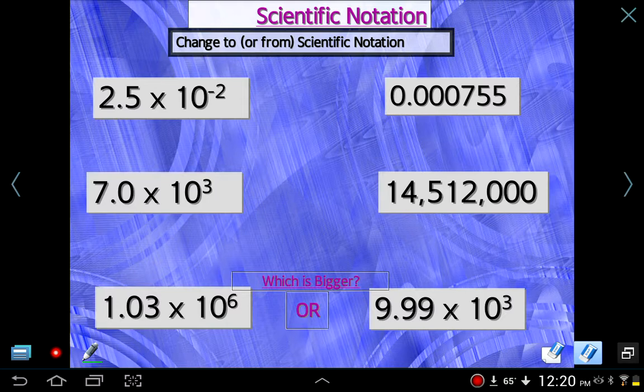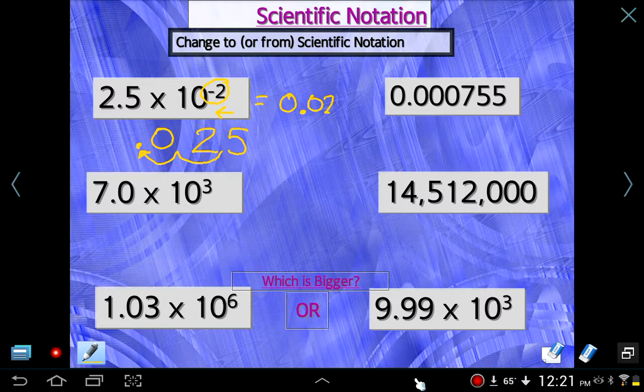Don't just copy what I do. Which way do I move it over? Left. I'm going to move that 2 to the left. So the decimal is going to move from here, 1, 2. So the decimal is now right there. So the answer is 25 thousandths. There you go.